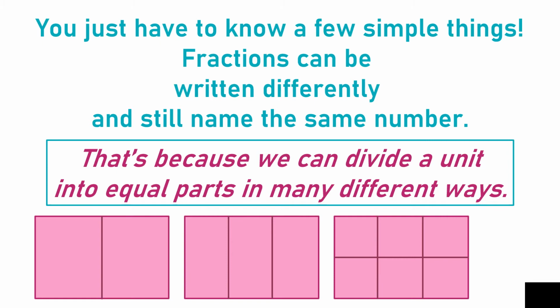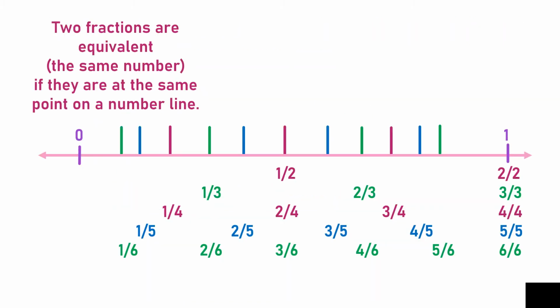But it did not change the value of the unit. It is still 1 unit. Bear might say, "I don't care how you cut the cake. If you give me all the pieces, I still have all the cake." We know that two numbers are equivalent if they occupy the same point on the number line.